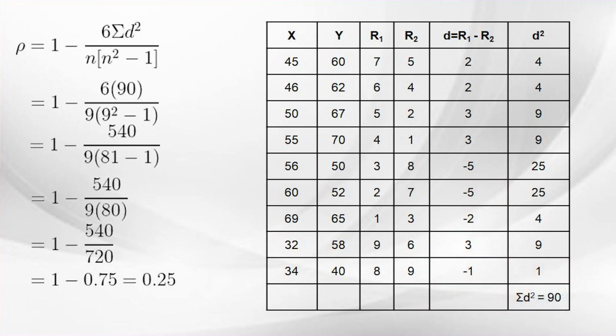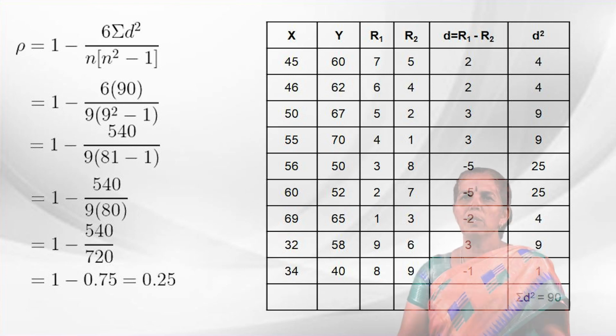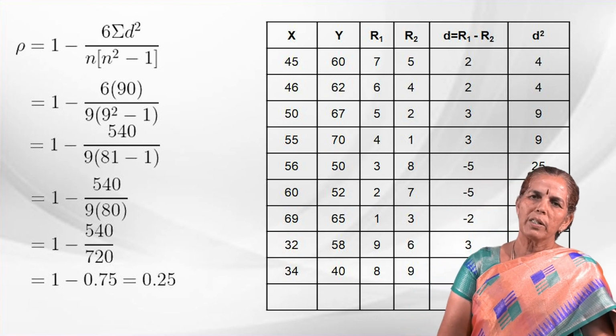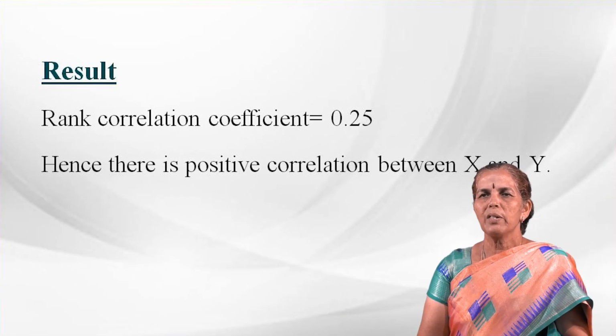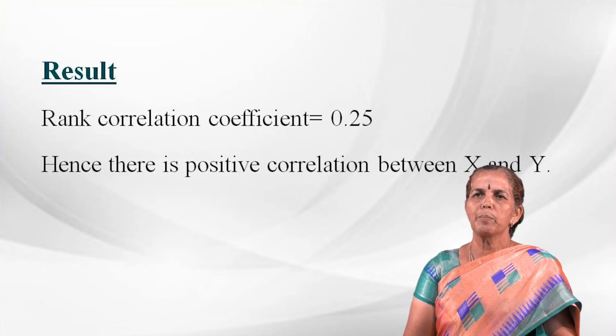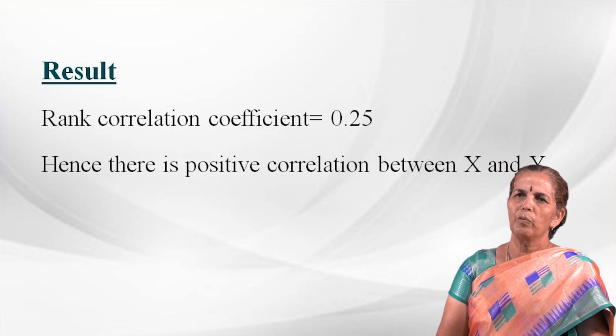After that we square the deviation values. Finally we got summation d squared equal to 90. We have to substitute these values in the formula. Finally we got 0.25. Then the result: the rank correlation coefficient is 0.25, hence there is positive correlation between X and Y.